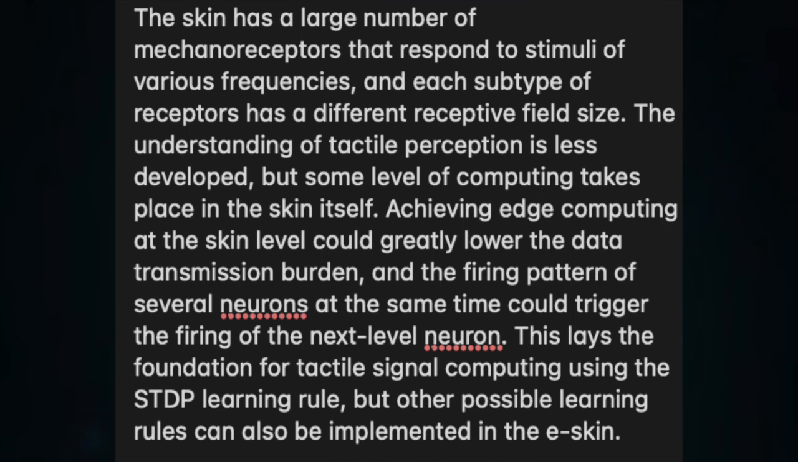The understanding of tactile perception is less developed, but some level of computing takes place in the skin itself. Achieving edge computing at the skin level could greatly lower the data transmission burden, and the firing pattern of several neurons at the same time could trigger the firing of the next level neuron. This lays the foundation for tactile signal computing using the STDP learning rule, but other possible learning rules can also be implemented in the e-skin.